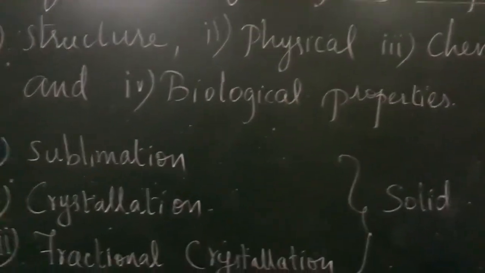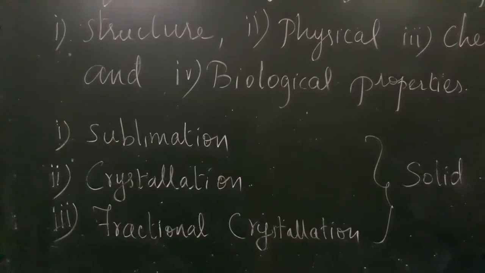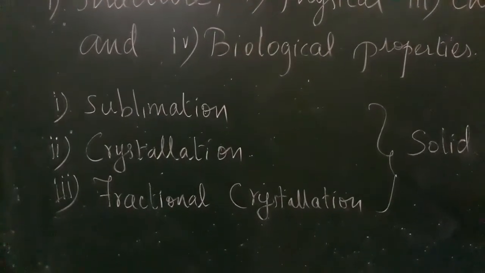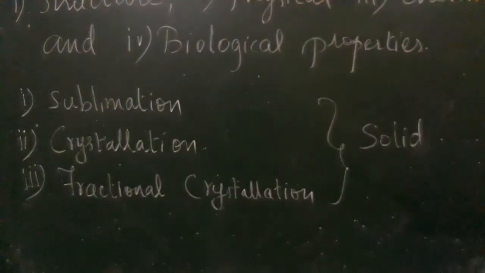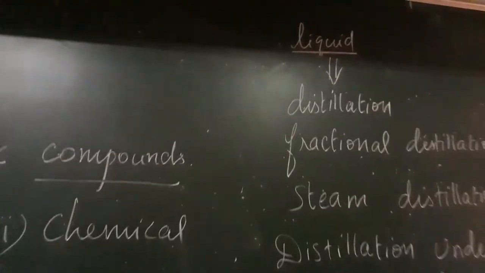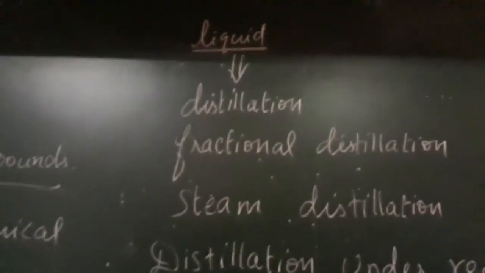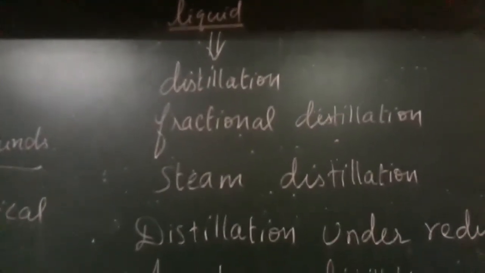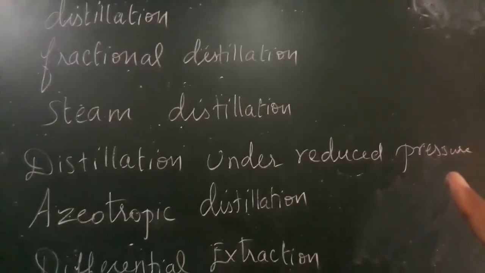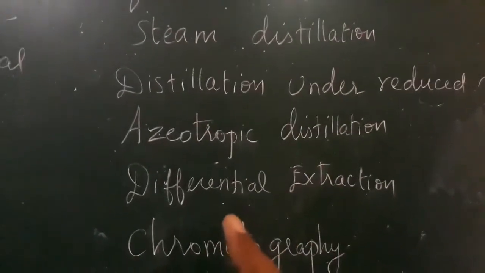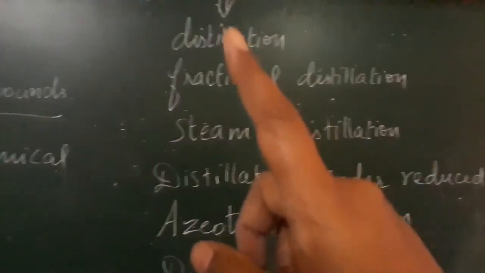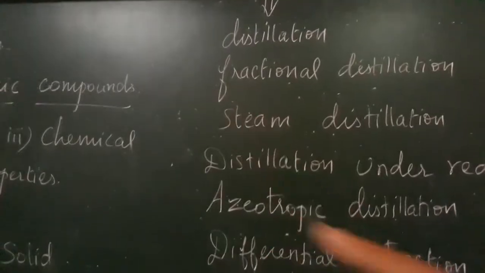Solid organic compounds are purified by three techniques: sublimation, crystallization, and fractional crystallization. These three techniques are for purifying solid organic compounds. Next, suppose the organic compounds are liquid; then the following techniques are used to purify them: distillation, fractional distillation, steam distillation, distillation under reduced pressure, azeotropic distillation, differential extraction, and chromatography. These techniques are only for liquid organic compounds. The rest of the lesson is in the PPT.